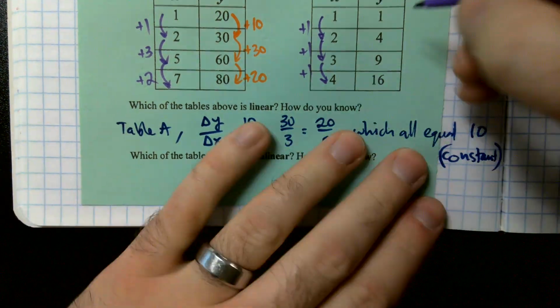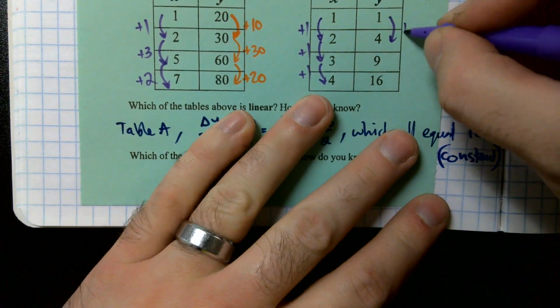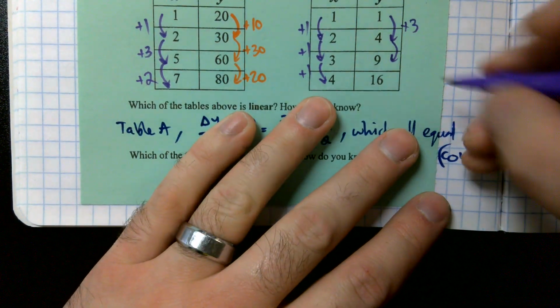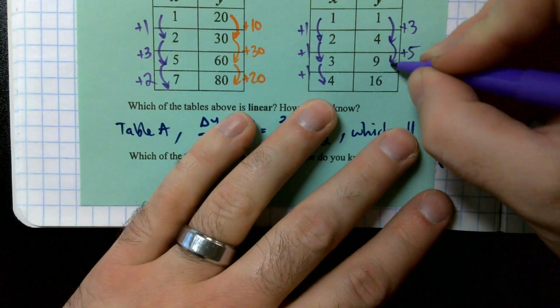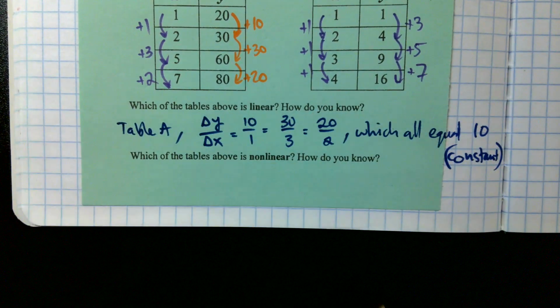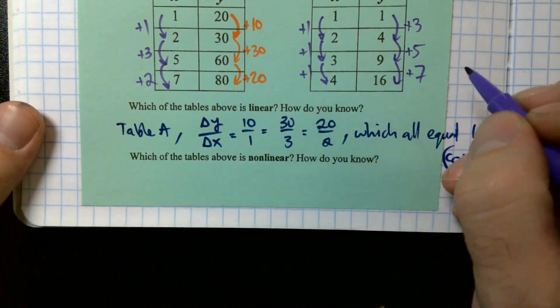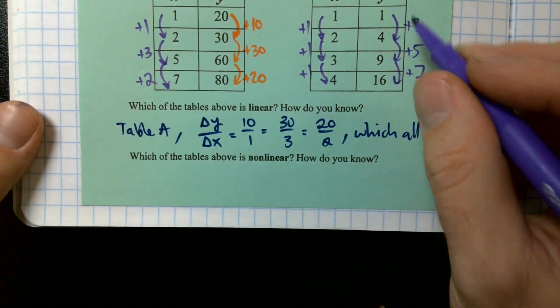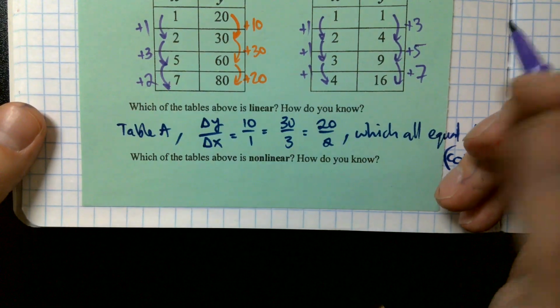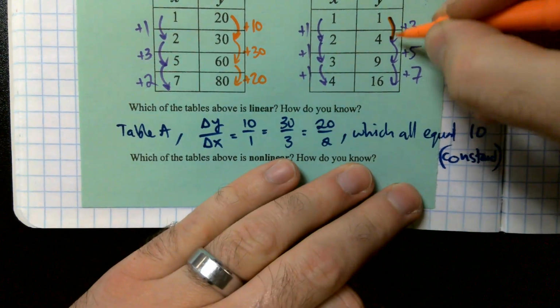number on the right. How would I get from 1 to 4? Plus 3. How would I get from 4 to 9? Plus 5. How would I get from 9 to 16? Plus 7. So, my change in y is not constant. If I put these together, I realize I should have done this in orange, that's my bad.